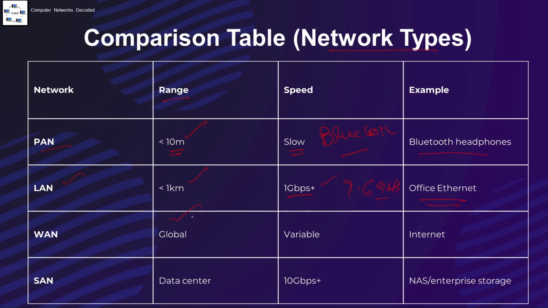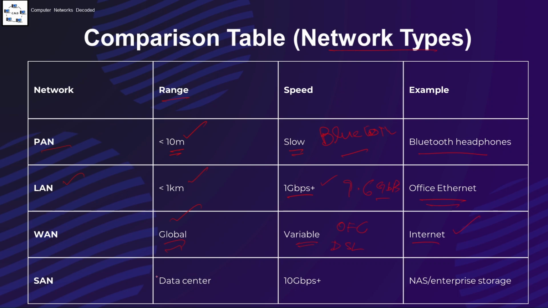Next is WAN, which its range is global, up to 100s and 1000s of kilometers. Speed may vary depending upon your ISP connection or the connection you are using. If you are using OFC or FTTH, your speed may be high. If you are using the DSL or copper lines, your speed may be low. An example of WAN is the internet.